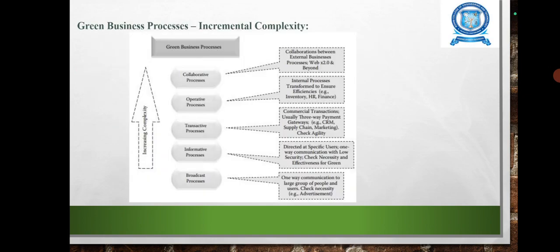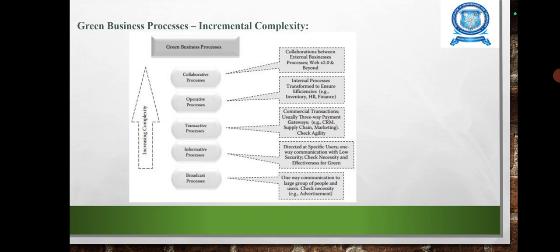The next one is green business processes incremental complexity. This diagram shows the different business processes. First one, we are going to see the broadcast processes. Using this you are able to understand, model and optimize the one-way broadcast processes. Next one is informative processes. The green aspect of this informative category comes from the fact that the receiver of the output of this informative process is known to the organization.